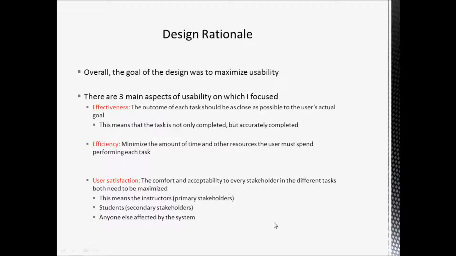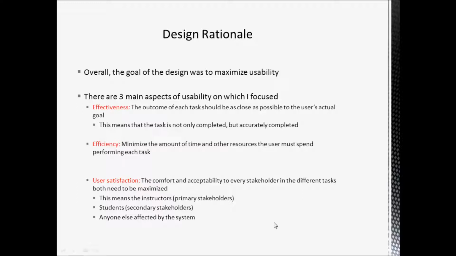Effectiveness means that the outcome of each task should be as close as possible to the user's actual goal, and they should be able to complete the task. Efficiency means that the amount of energy and time and other resources that the user must expend to perform the task should be as little as possible. Finally, user satisfaction here means that the comfort and acceptability to every stakeholder must be maximized.